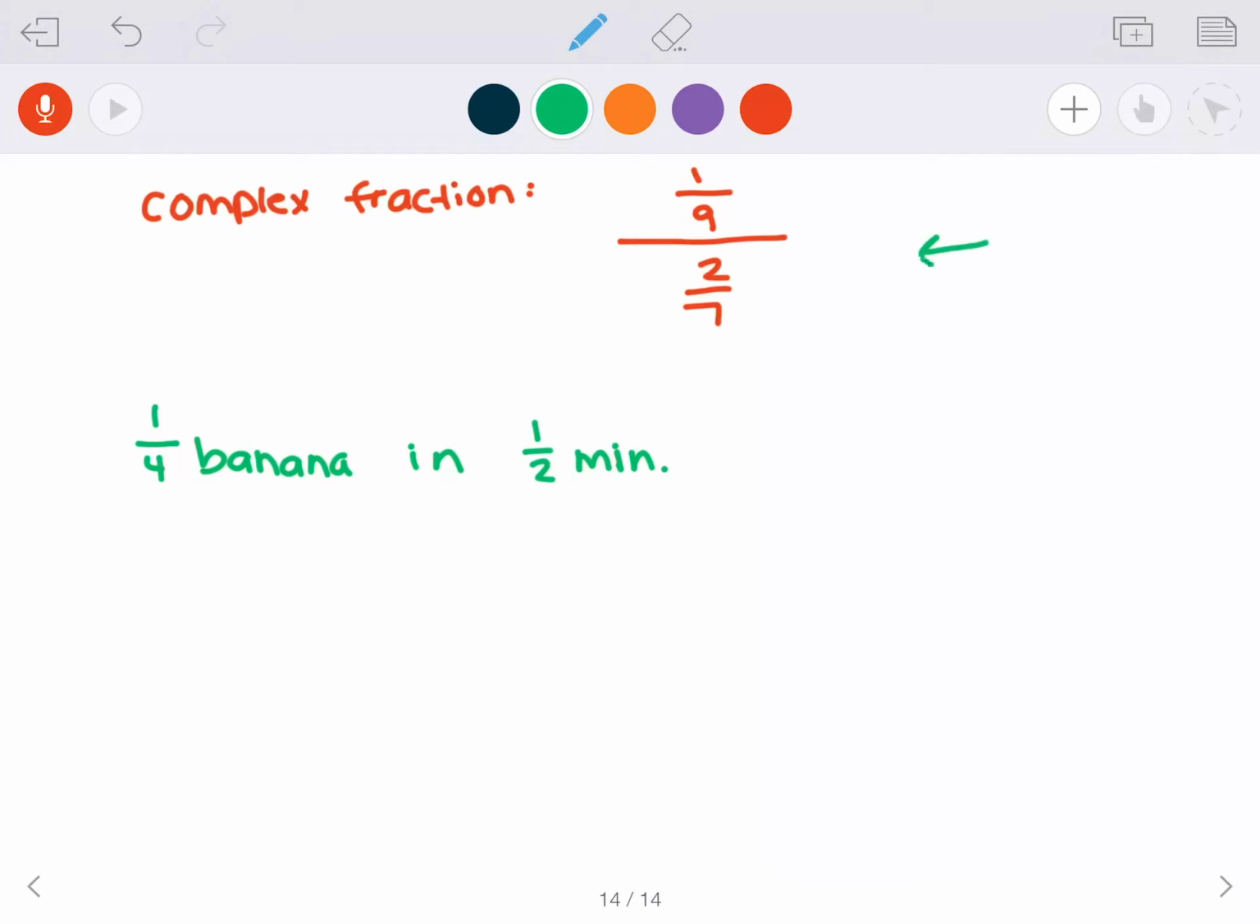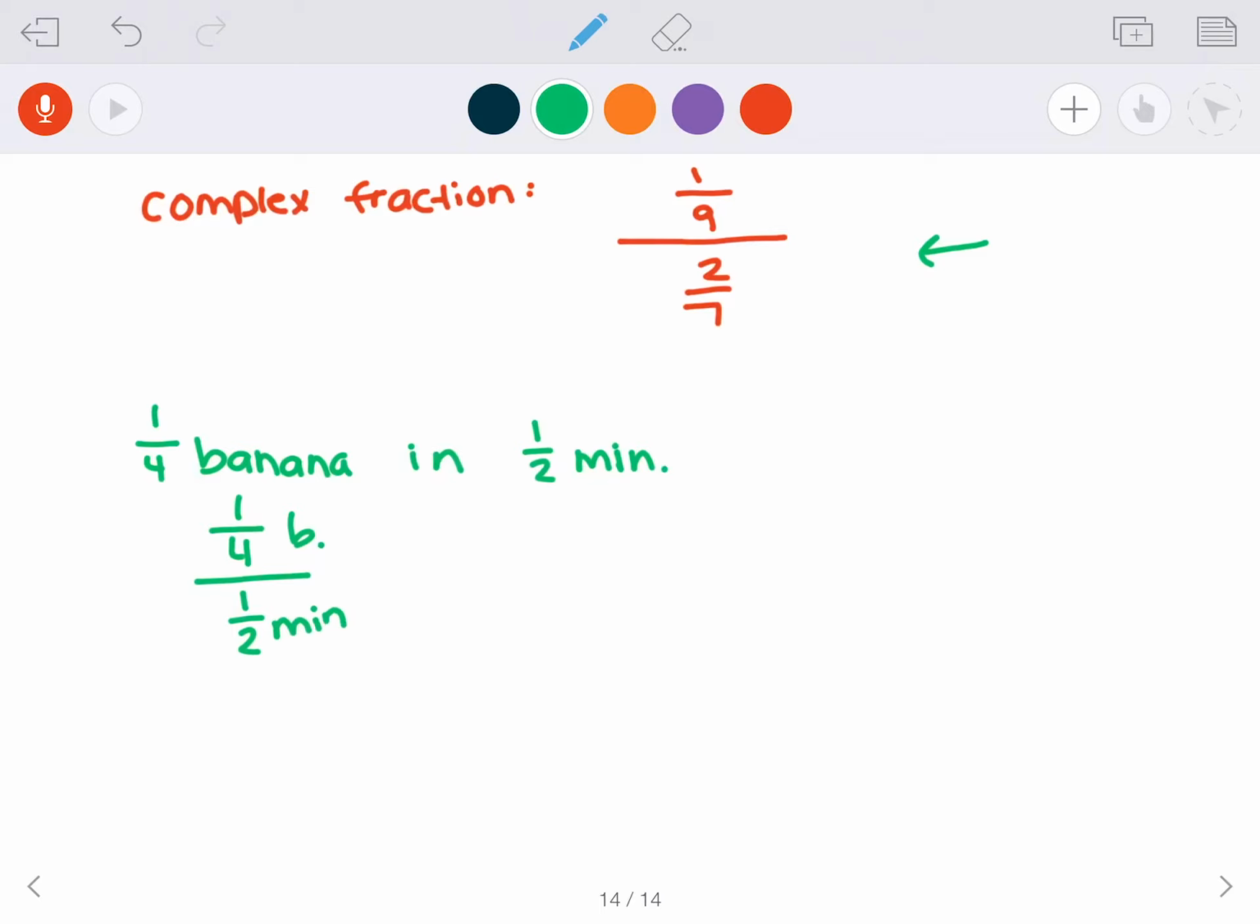So the first example says Jackson eats 1/4 of a banana in 1/2 minute. How much time will he need to eat a full banana? So I'm going to first set up, just like I normally do, my rate, which in this case is going to be a complex fraction. So I would do 1/4. I'm going to do B for banana. 1/4 banana over 1/2 minute.